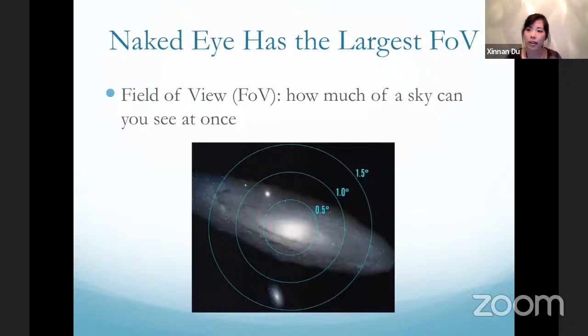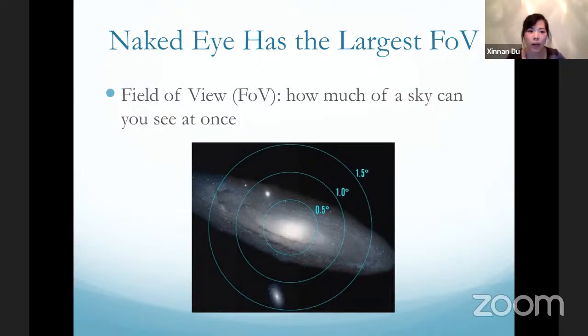Another factor that we want to consider is the field of view. That measures what portion of the sky you can see at once. For example, if I only have a field of view of half a degree and I'm focusing on a galaxy, then with half a degree I can only see the center of this galaxy. If I increase it to 1 degree, I can see half of the galaxy. And if I go further outwards to 1.5 degrees, then I can see pretty much the entire galaxy.